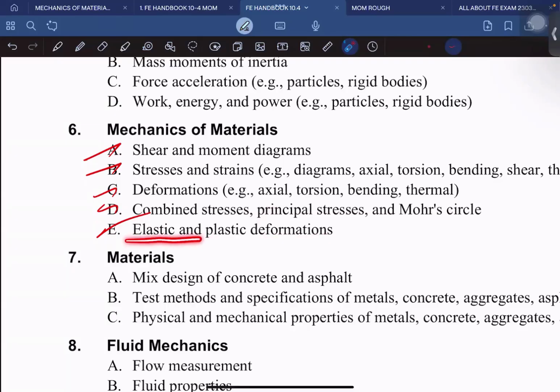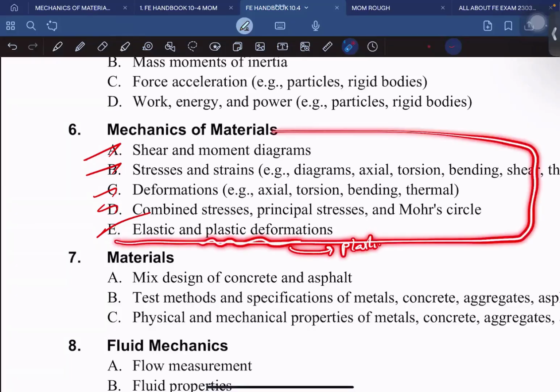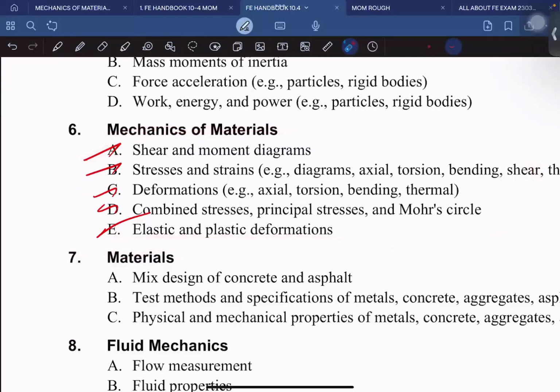Actually, with elastic and plastic deformations, it's like if you take a spring and stretch it, and if you release it from your hands and it comes back to its original position, we can say that behavior is elastic behavior. If you take the same spring and stretch it very hard, so that it starts not regaining its original position, such deformations are known as plastic deformations. It's very simple. We will see them. And this is what mechanics of materials looks like, and it has 8% weightage.